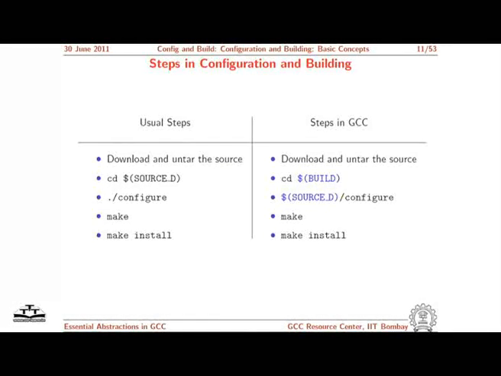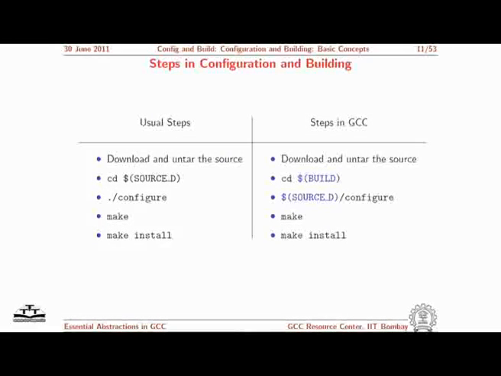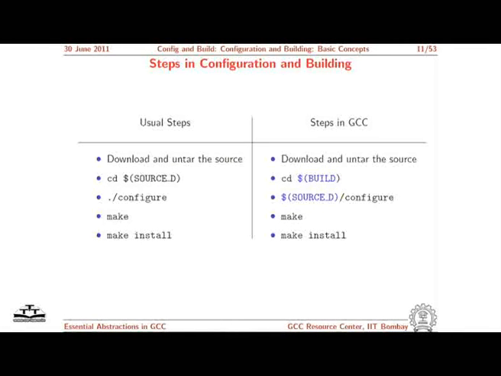We download and untar and we say cd build. Okay, and we run configure from the source. The blue things are the things that are different. Okay, and then we run make and we do make install. And why? Because unlike any other software, GCC generates a lot of source code based on our specification. When I configure and run Emacs, it doesn't generate C source code. Okay, GCC generates source code during build steps.